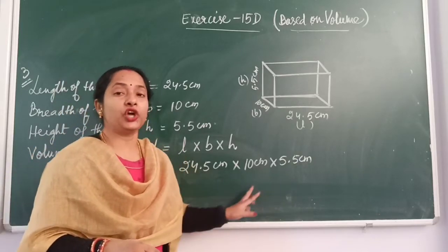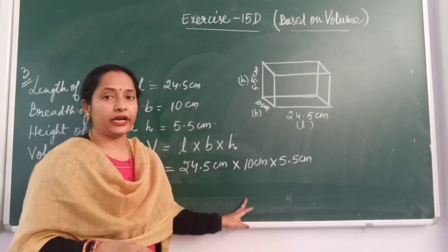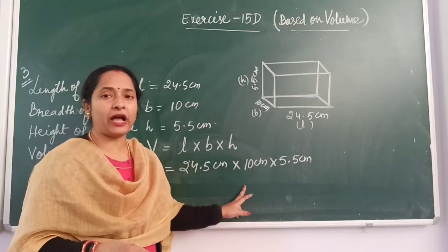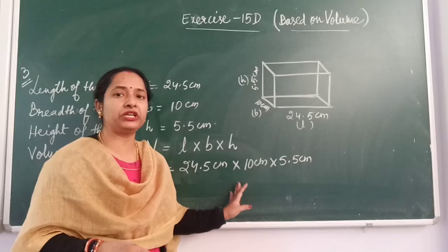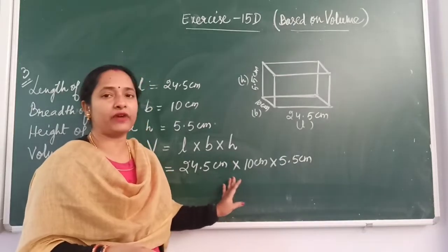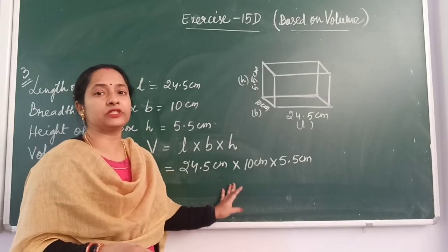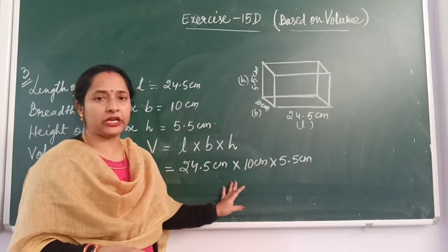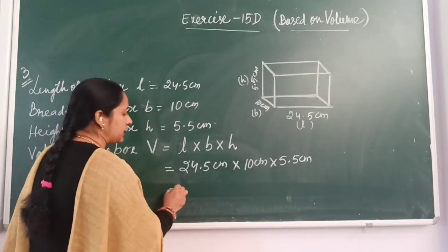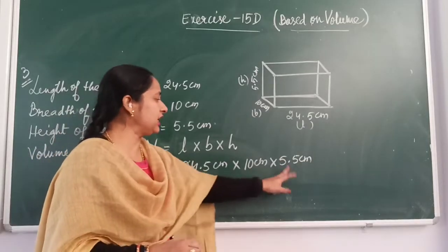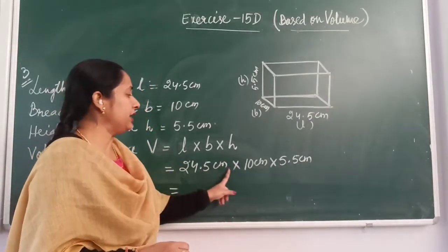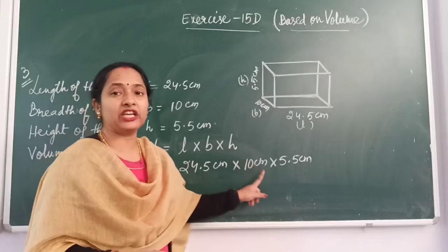units here, your marks will be reduced. You will not get full marks if you are not writing the units while doing the calculation. Units play a very important role while solving any sums related to area, perimeter and volume. So now, simply multiply all these three values and write down. We have to multiply the units also.